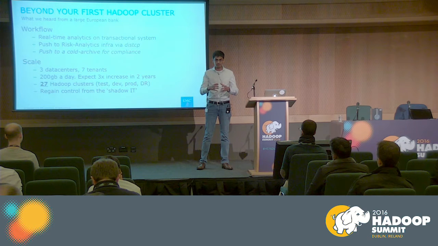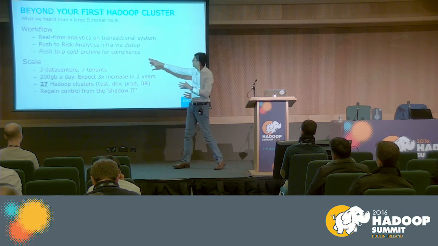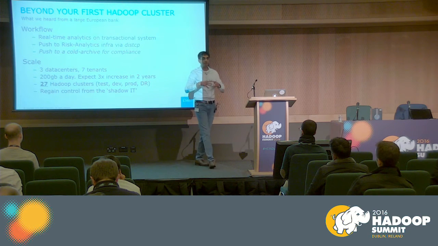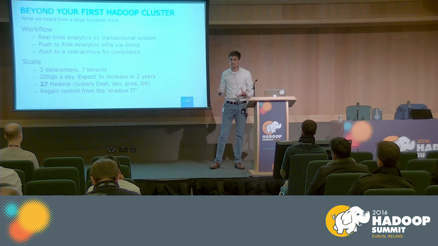After the stream processing, the data was explicitly copied over to what they call a risk analytics infrastructure, which is a bigger Hadoop cluster capable of running batch analytics, and they do it by distcp, and they run their batch analytics there.